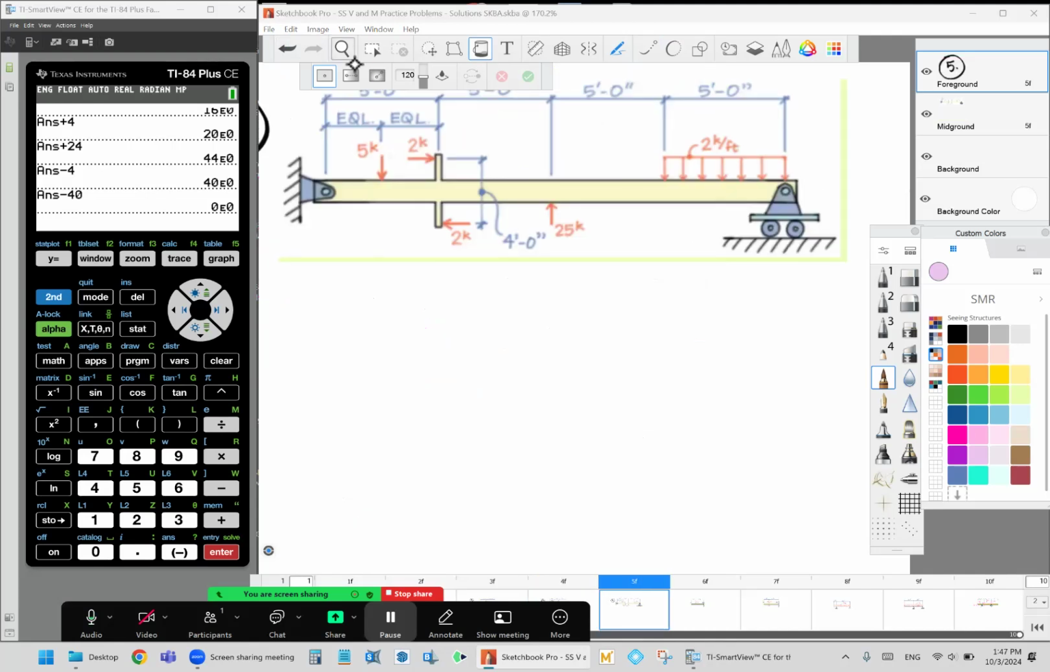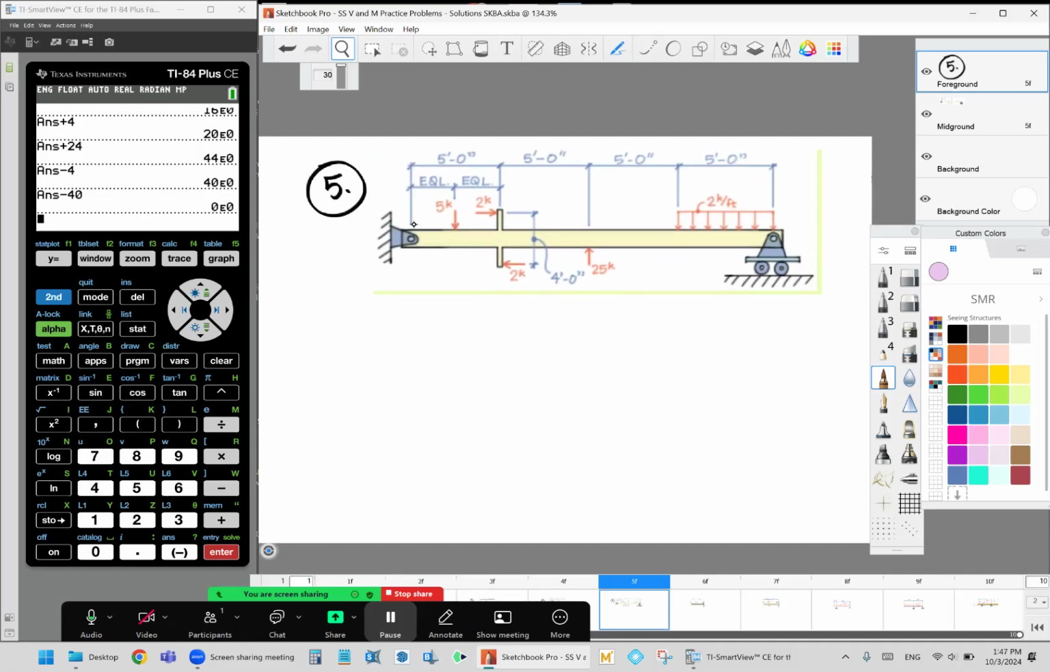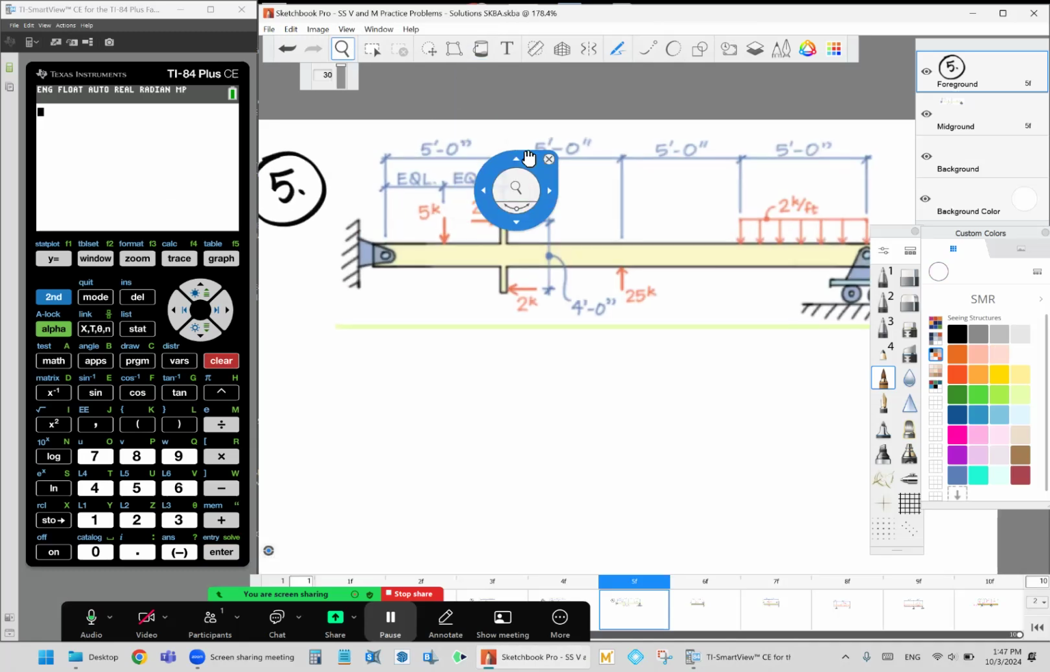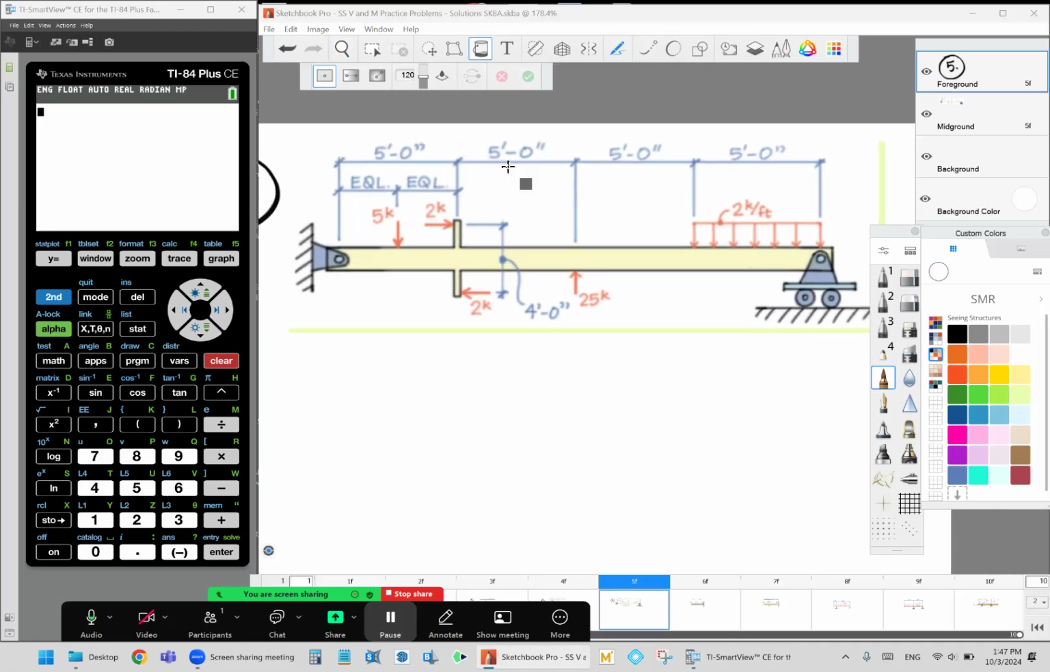Let's go on to the next problem. So number 5, here we've got to do some reactions. And we're going to need to release the body from the supports, get some reactions in there, and do a little bit of simplification. So let's have some fun with this one.